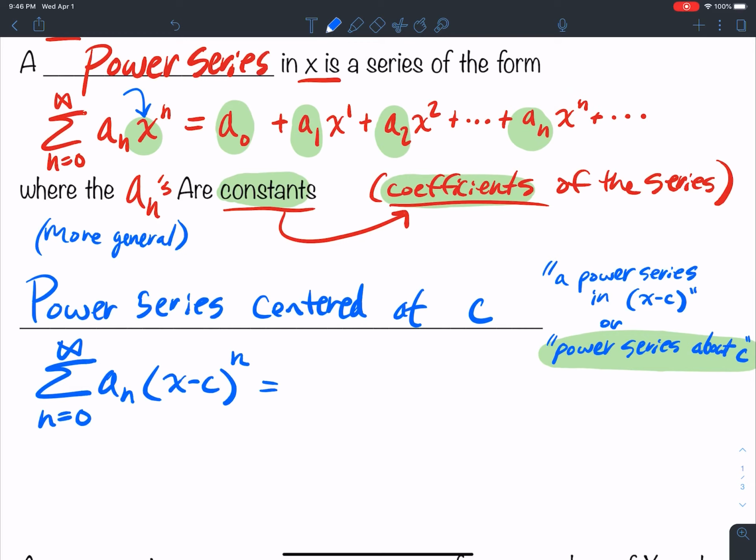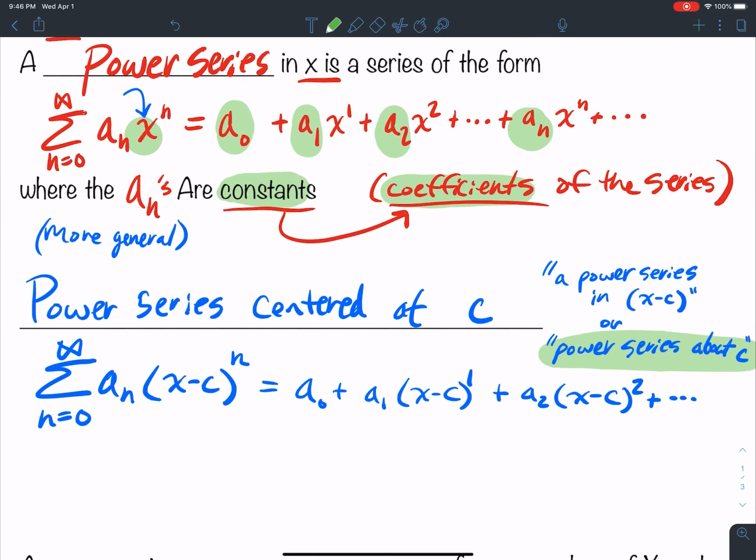And so what does this equal? It's a_0 plus a_1 times x minus c to the n plus a_2 times x minus c to the n. I'm sorry, I'm not writing to the n here. That was my mistake. This is to the 1 power, to the 2 power, and so on and so on. And we just keep running through n equals 0, n equals 1, n equals 2.